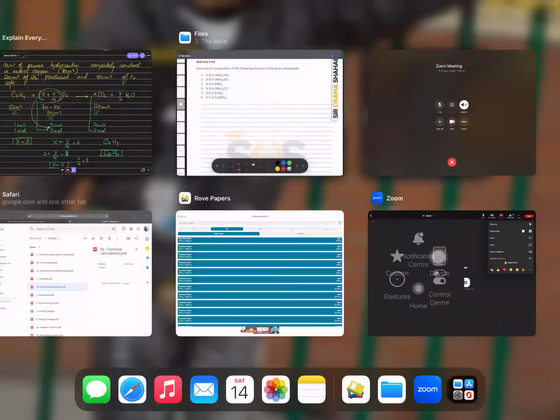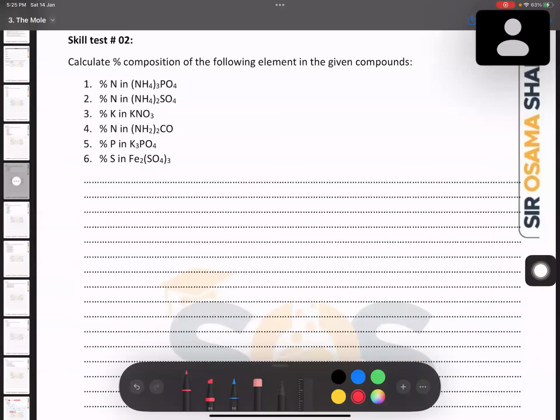Very good. So if you want to find out percentage, the same formula that you use in NAS is going to be applied over here as well. So just look over here. In the first question they're asking for the percentage of nitrogen in ammonium phosphate. So what is given? Given is nitrogen. They are saying that you need to find the percentage of nitrogen in ammonium phosphate.